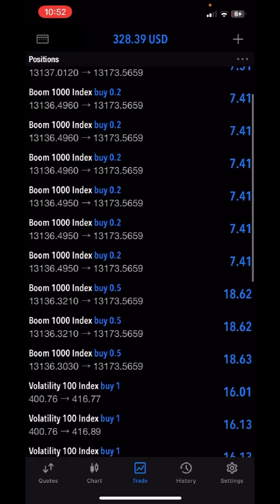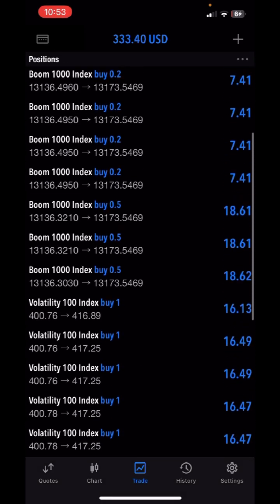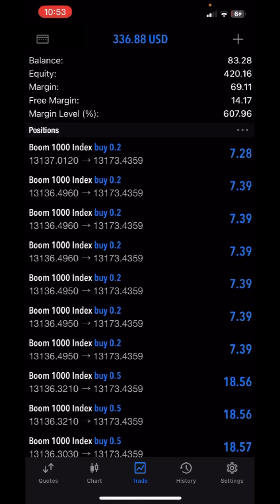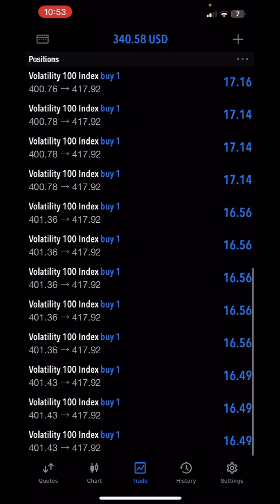Okay, now take a look at the trade. We have the VIX 100 running in profit, and also we have Boom 1000 running in good profits. Now, why did we take this trade? The Boom 1000 was given to me by one of my mentees in the community. I'll show you guys the community. And here, VIX 100 is the signal I gave my VIPs, and we are in good profits.